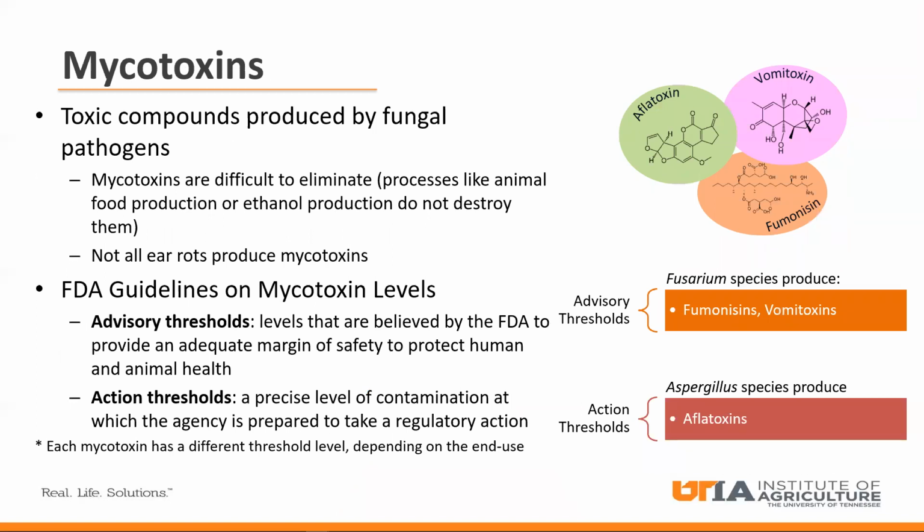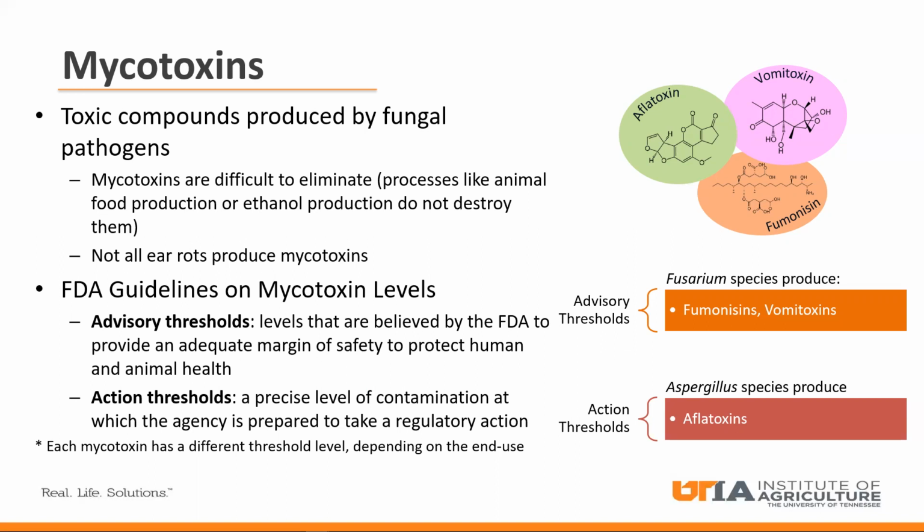So what are mycotoxins, what do they do, and why do they matter? Mycotoxins are toxic secondary metabolites that are produced by fungi. These compounds are very difficult to eliminate due to their molecular stability; they are not easily broken down. That being said, not all ear rots produce mycotoxins. Some of these fungi do produce mycotoxins, like the 3 that I've highlighted on the screen today: aflatoxins, fumonisins, and vomitoxins, or DON.